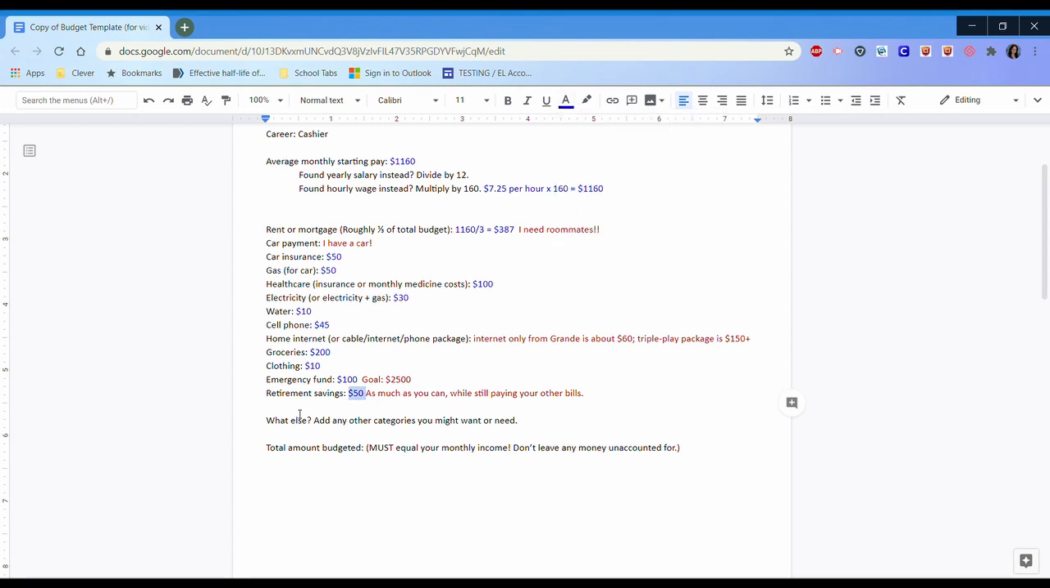And then we'll add this up. And then just add other categories you might want or need. So if you like to work out and you want a gym membership, put that in your budget. If you're an artist and you buy lots of canvases and paints and things like that, those get expensive. Put it in your budget. Maybe you like to play video games, and there are some pretty awesome games coming up. You want a budget for those. Put those in your budget.